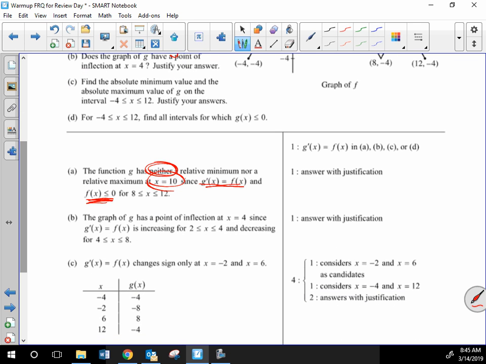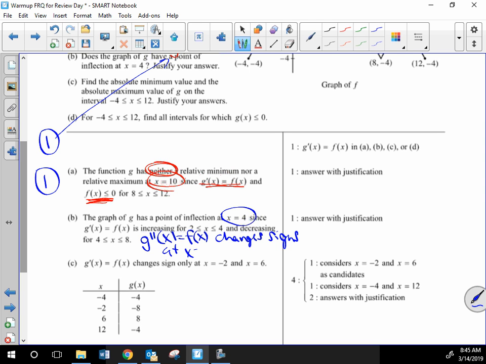All right, for part B, our point of inflection. So again, it was 1 point here. 1 point for that part of the g prime. Okay, for part B, it has a point of inflection at x equal to 4. In their justification, we say since g double prime, which equals f of x, changes signs at that point, at x equal to 4. You could also say, because the first derivative is increasing to the left and then decreasing to the right. Okay, so that was just 1 point for your answer and justification.